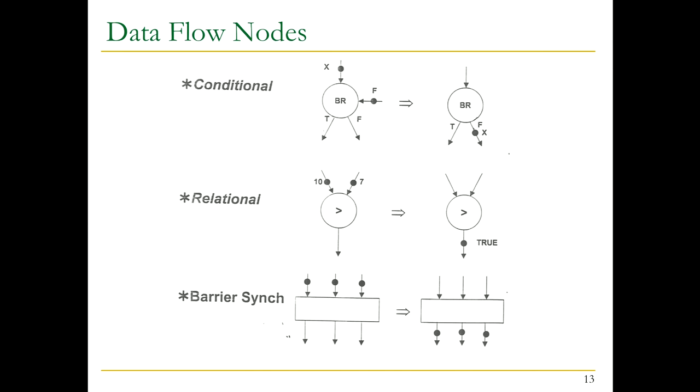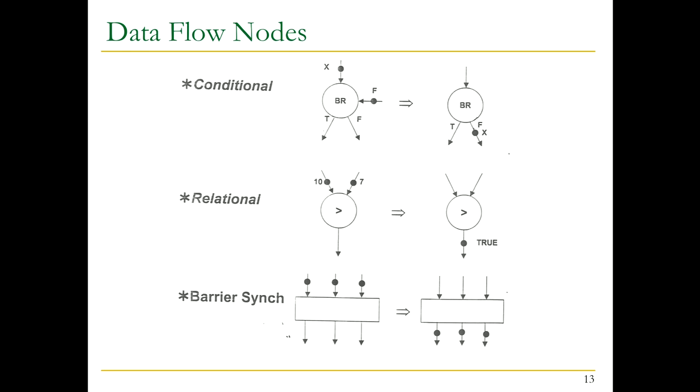Relational is another one. Basically, it generates these true or false inputs. It checks if 10 is greater than 7 over here. It fires, first of all, when both of these tokens are ready. And when it fires, it basically generates a true, because in this case, 10 is greater than 7. Right? It could have generated a false if the inputs were 7 and 10 on the left and right.